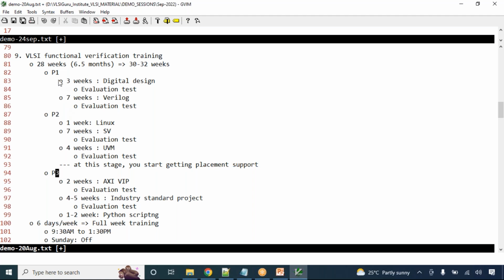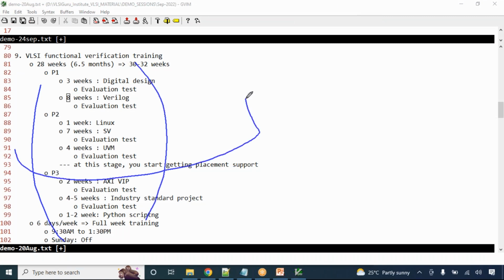In the phase 1, 3 weeks of digital design, 7 weeks of Verilog. Eventually it gets stretched to 8 weeks. Because what I believe is, rather than doing everything, not being good with anything, do only this much. But be very good with what you have done.